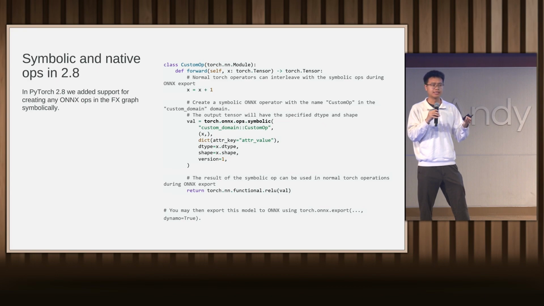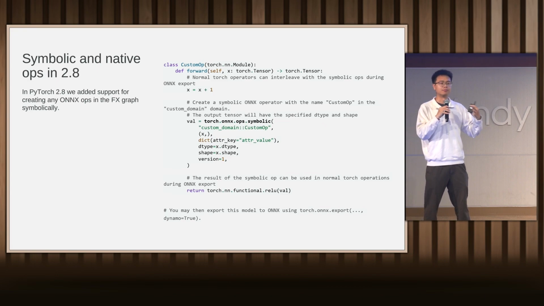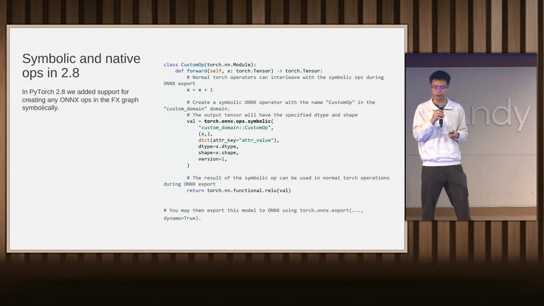So that makes it very easy if you want to, for example, replace a block of code with your custom operator. Previously, you needed to register and make the exporter understand it. Now the exporter natively understands what you're trying to do and is going to emit that operator for you.